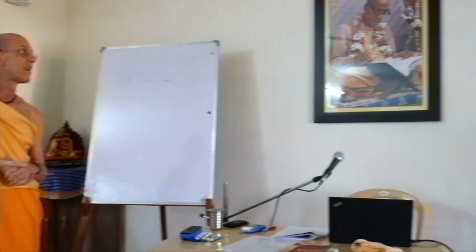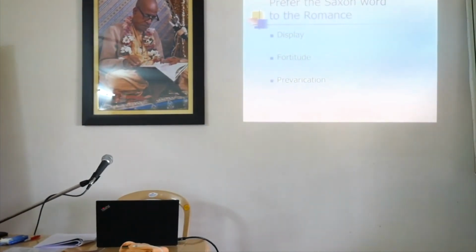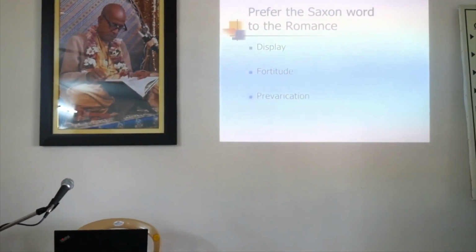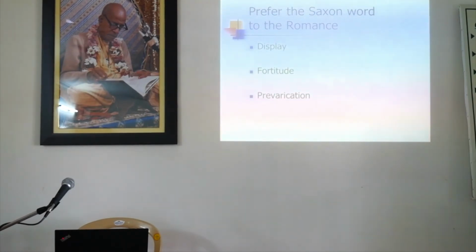Display. Saxon or Romance? Romance. When you start to see these prefixes and suffixes, debilitation, and you know you're in Romance territory. Fortitude. Romance. Prevarication. Romance. What's a Saxon display? Show. Fortitude? Strength. Might. Strength or guts.